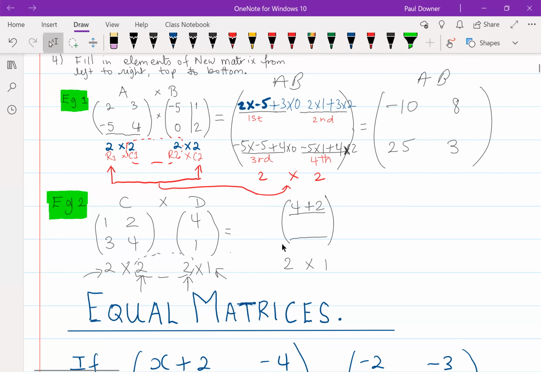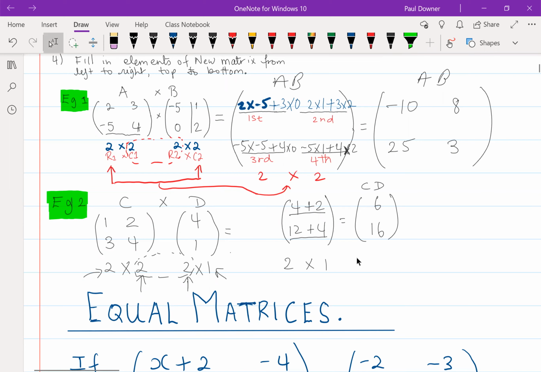To get the bottom element, we're going to multiply this row by this column. So it's going to be 3 times 4, which is going to give us 12. And then 4 times 1 is going to give us 4. So this here will be the resultant matrix when we work it out. So let's work it out. The top one will be 4 plus 2, which is going to give us 6. So that's going to be this top element. And the bottom one here, 12 plus 4, is going to give us 16. So this is our final answer. This will be the product C times D, CD.